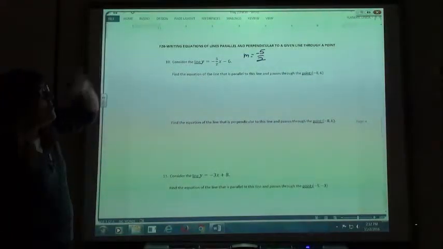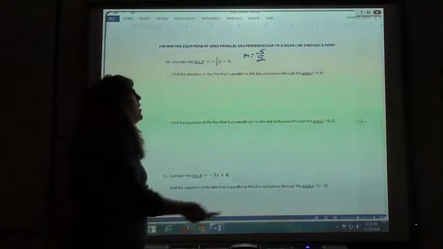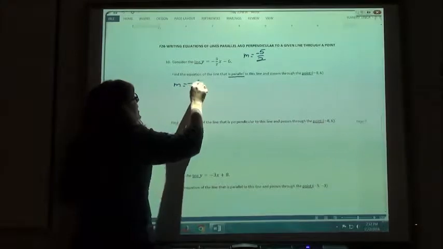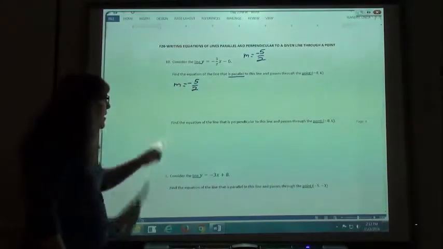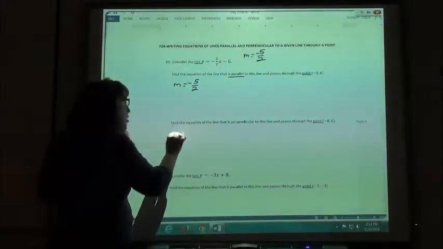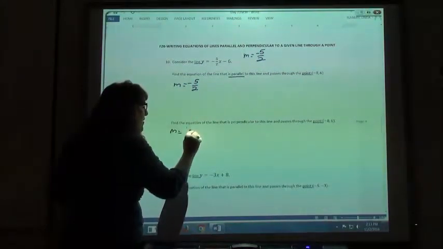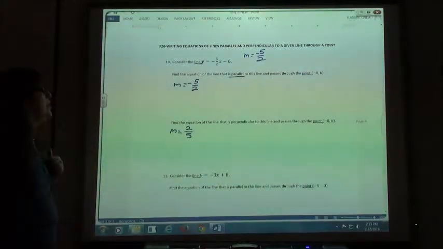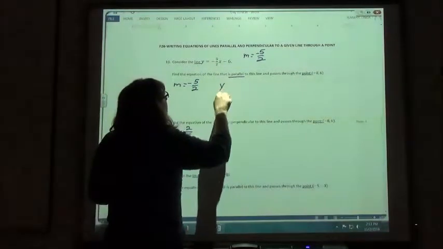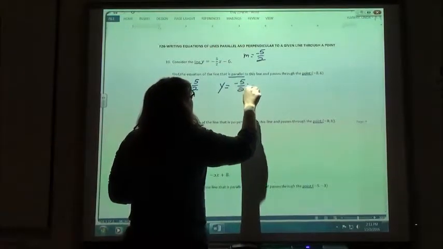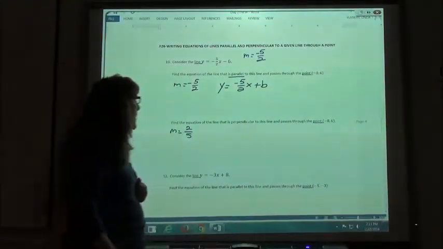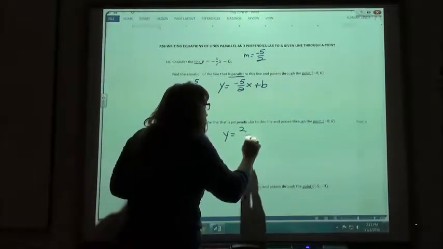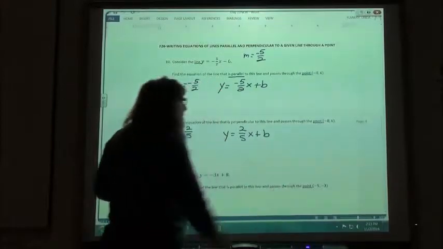So now we're going to do what we did on the previous problems. If I know the slope that is parallel, I know the m value has to be negative 5/2 here. For the perpendicular one, I know my slope has to be a positive 2/5. So now I want to write the equation of the line. I know y is going to equal negative 5/2 x plus some number b. Here, y is going to equal 2/5 x plus some number b.